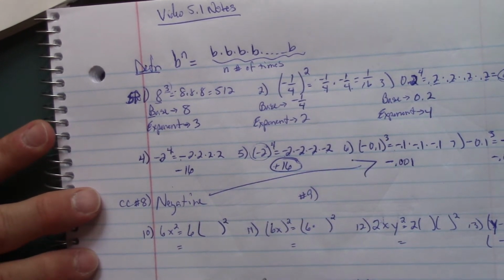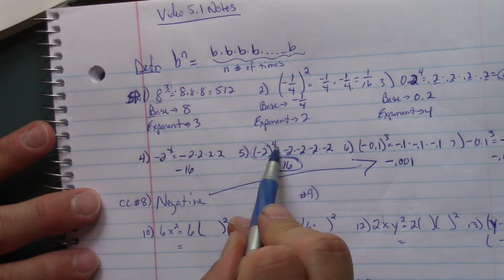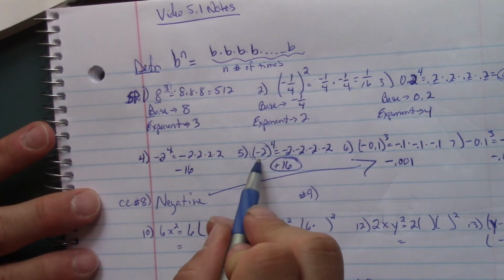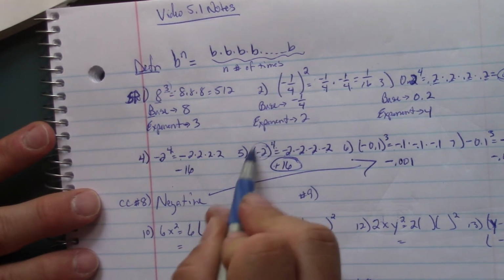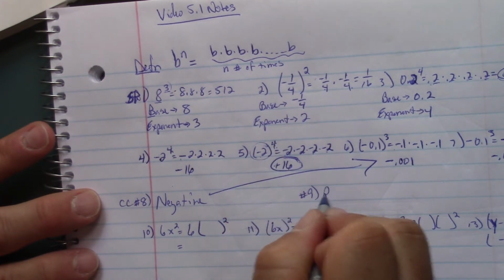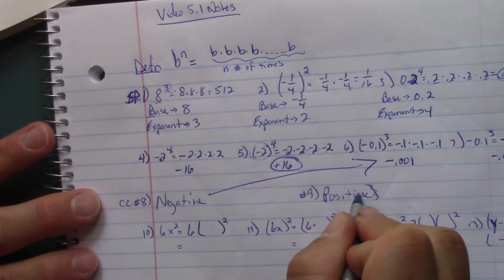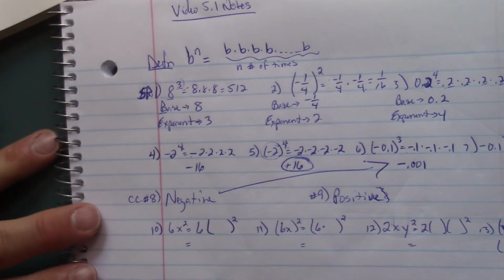Number 9 says, will the value of a negative base with an even exponent be negative or positive? And here again we can see this is a base that is negative with an even exponent that became positive. Okay, positive. All right, so let's move on here.